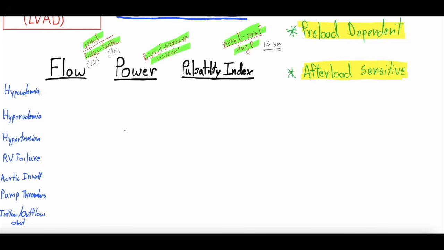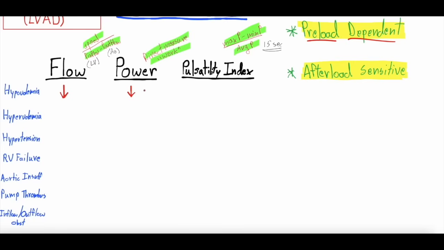So with no further ado, LVAD alarms based upon the pathophysiology going on. Starting with hypovolemia, right? Hypovolemia, as we all know, is low volume, or volume down, or not enough volume. So how would hypovolemia affect the flow, power, and pulsatility index on an LVAD? Well, what we said is that LVADs are preload dependent, right? So if you have hypovolemia or low volume, you're going to have low preload, a decreased preload. And what's going to happen then is the flow is going to be low, and as such, the power is going to be low, right?